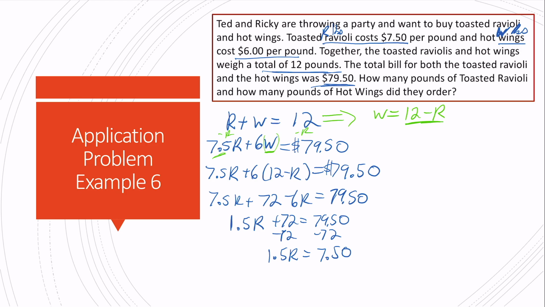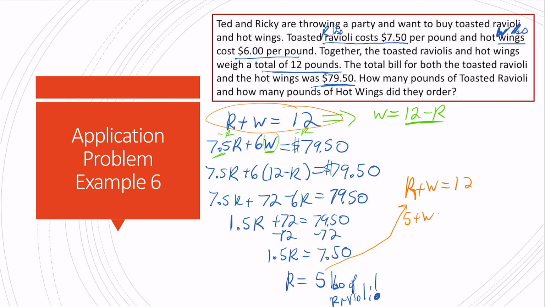Plug that into my calculator or do it in our heads, and we find that R is 5. So we got 5 pounds of ravioli. If I got 5 pounds of ravioli, how many pounds of wings did I have? I look back at our original equation, which was R plus W is 12. I can substitute in 5. So 5 plus W is 12. Move my constant over, I find that W is 7. So there were 7 pounds of wings at the party and 5 pounds of ravioli.